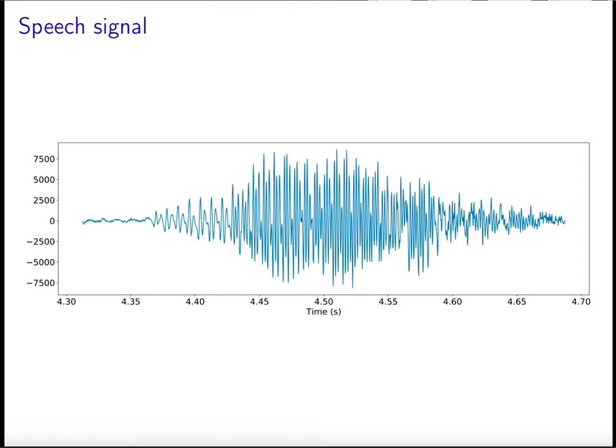This is the clean speech signal. So let me play the clean audio for you. That's what we want to recover from the noisy data.